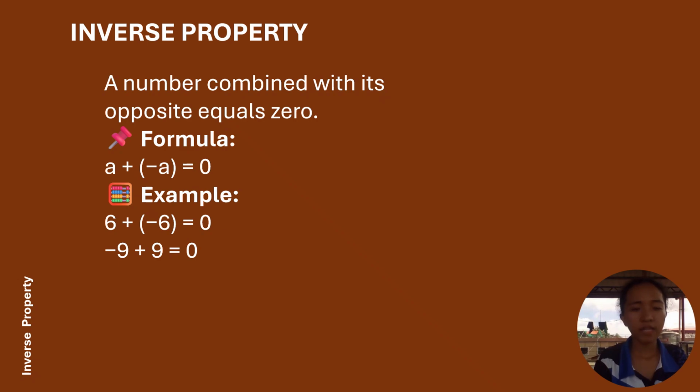Lastly, the inverse property. A number combined with its opposite equals 0. So the formula is a plus the quantity negative a is equal to 0. For example, 6 plus negative 6 is equal to 0, and negative 9 plus 9 is equal to 0.